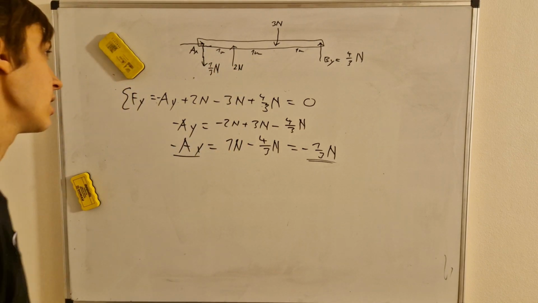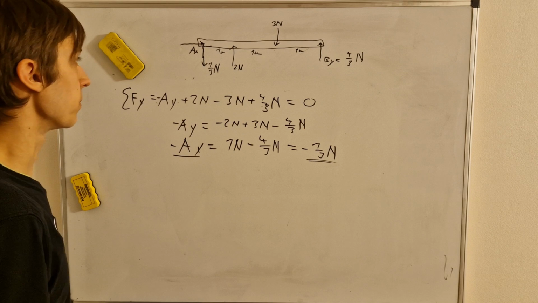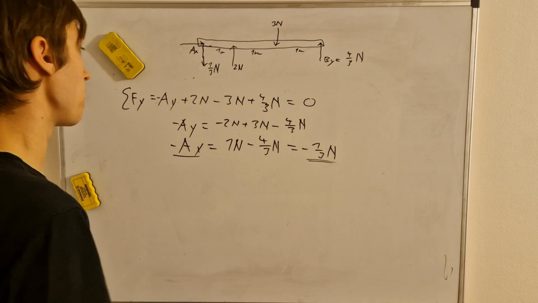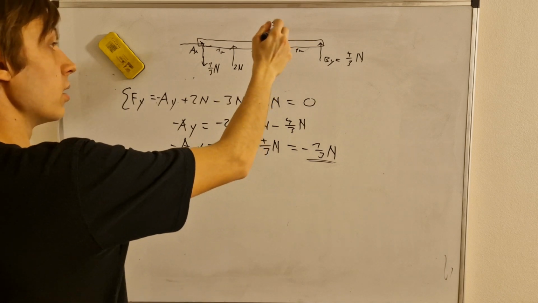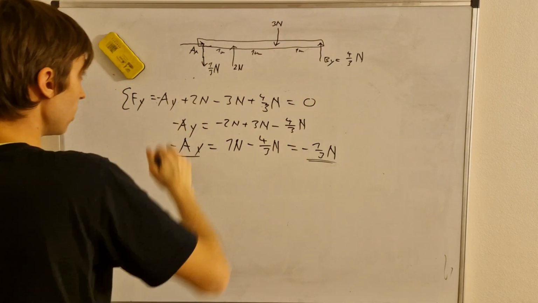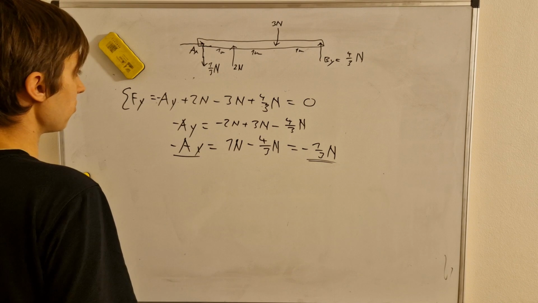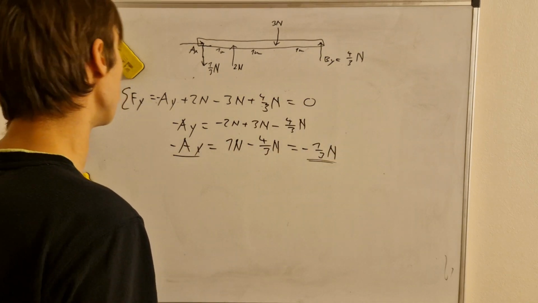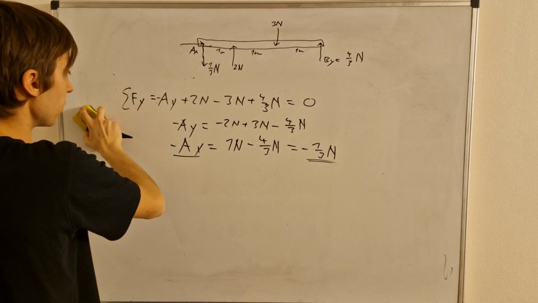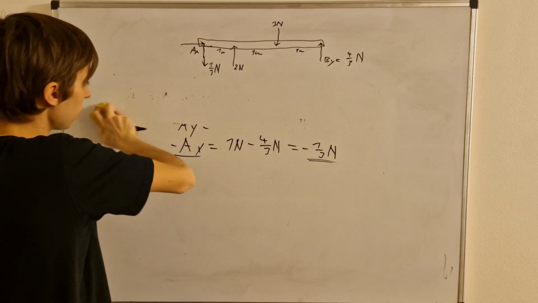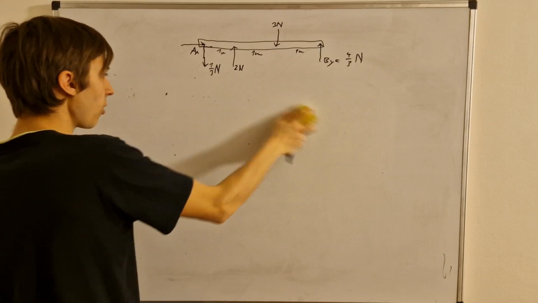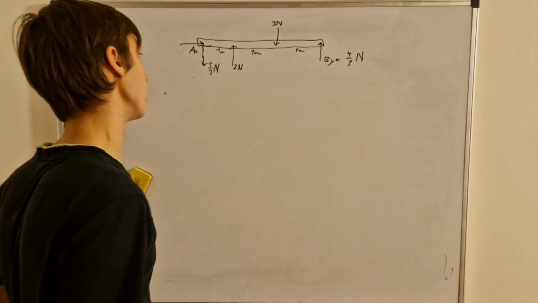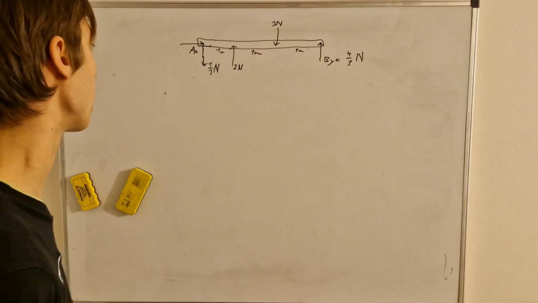And I can also check this via the method of using a moment around, for example, B. I can do that, and we can show that the result is going to be the same. But I saved some time by doing the equilibrium only in the Y direction. Alright, so that we got out of the way. And so now we have all the support forces in the Y direction. That's what we need. And also we have the forces applied throughout the body in the Y direction.